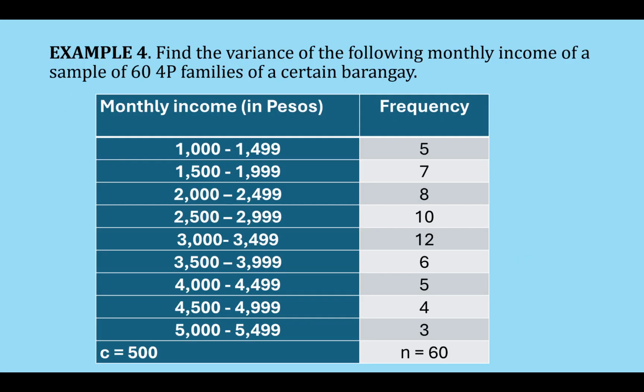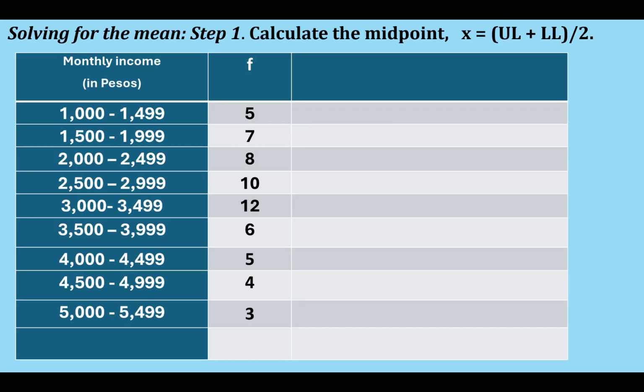Okay? So we have here our example number 4. Find the variance of the following monthly income of a sample of 64 families of a certain barangay. So we have here now our data in interval form and the frequency. So we're going to illustrate each step here. So first, we need to solve for the mean. So we're going to calculate the midpoint, which is x is equal to UL plus LL divided by 2.